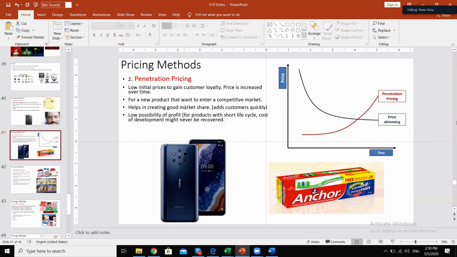And when we go to penetration pricing, the initial price is low. That creates loyalty because that's how you add customers to your business. So that's an advantage. It's good for a new product that wants to enter a very competitive market. It also helps you create a market share. I don't know if you remember what market share was, but it was what percentage of the market belongs to your business. So in car manufacturing, what is the percentage of the market taken up by Ford?